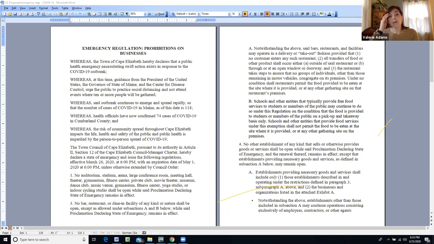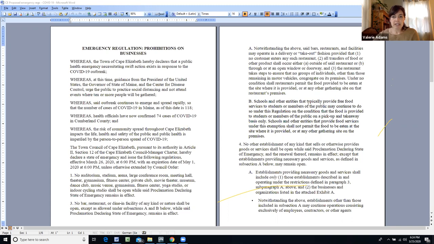The purpose of having this order was so that we could tailor it to our town. So I created this document as a starting point, but wanted to get the input of the council on what we want to include in here. Do we want to include an order that people coming from out of state self-quarantine for 14 days?